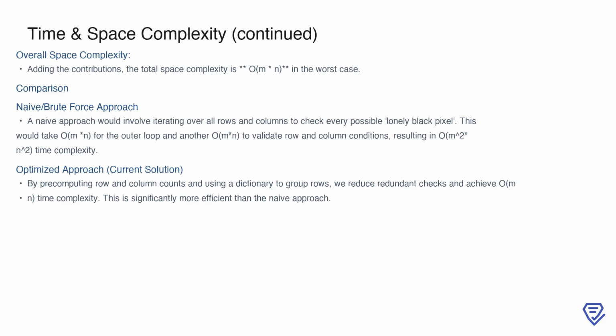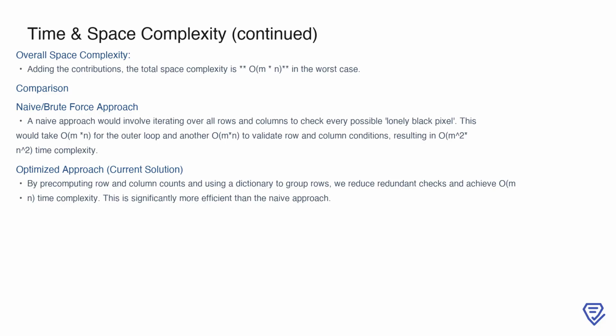A brute force solution would involve iterating over all rows and columns to validate every possible lonely black pixel. This would require O(m*n) for the outer loop and an additional O(m*n) to check row and column conditions for each pixel. The resulting time complexity would be O(m²*n²), which is prohibitively expensive for large inputs.